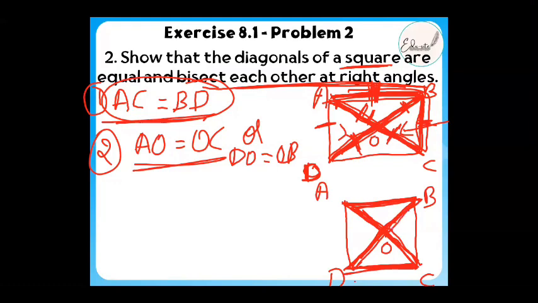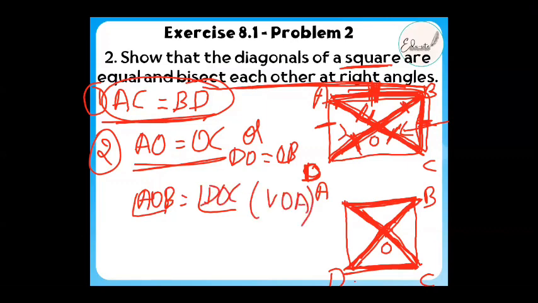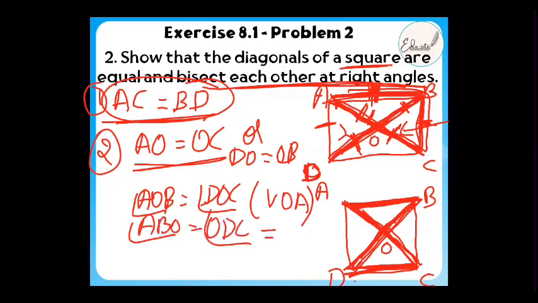The first thing, angle AOB is equal to angle DOC, correct? Yes. Why is it so? Vertically opposite angles, right? Yes, excellent. Then what can we prove? AB is parallel to DC, so we can also write it as alternate angles. Angle ABO is equal to angle ODC. Is it right? Yes, because of alternate angles.